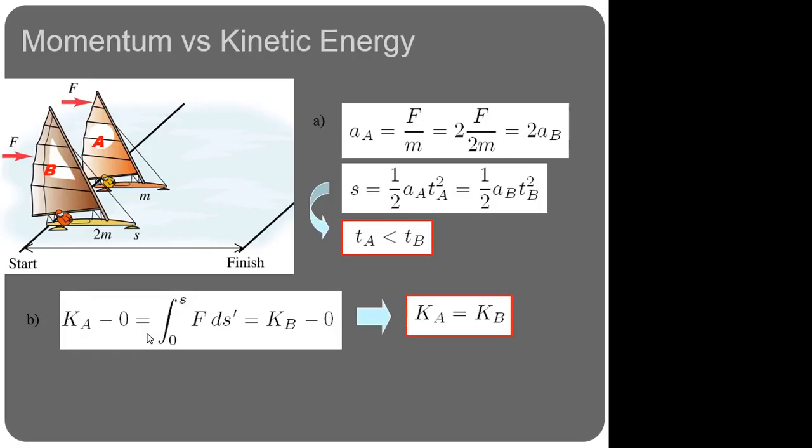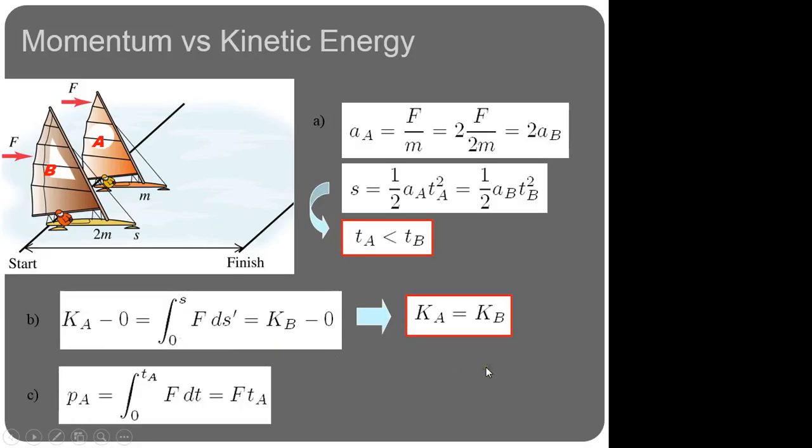But the answer here seems to be, oh yeah, kinetic energy, right, is the force times distance, right? So the force is the same, the distance is the same, right? It will be the same, right? No problem. K refers to kinetic energy of A and kinetic energy of B.